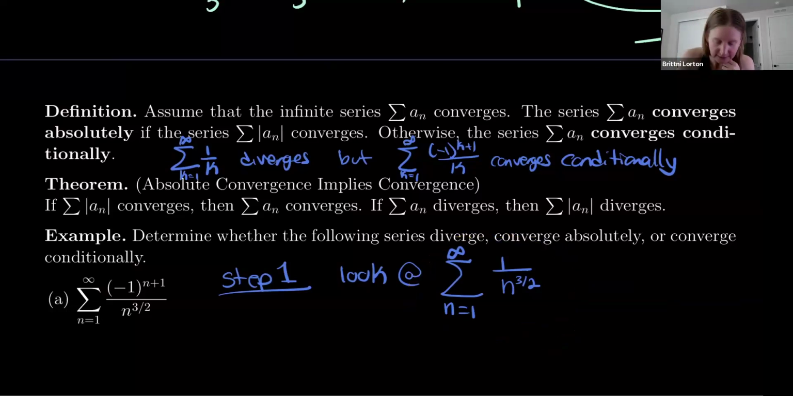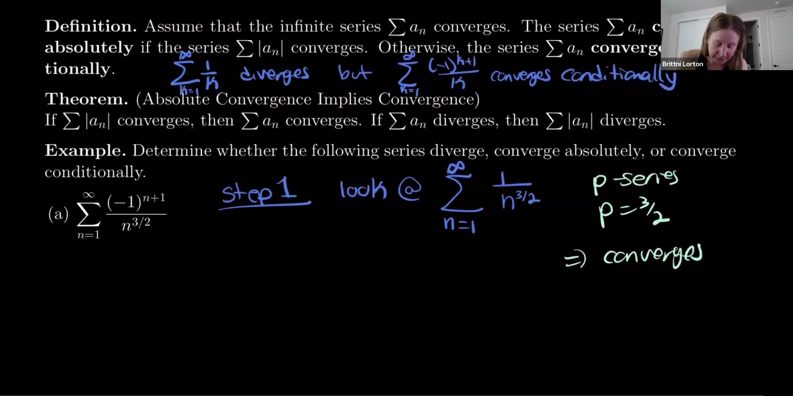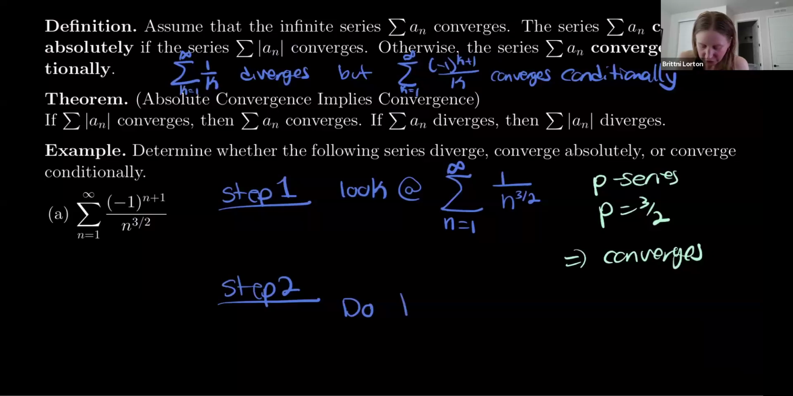Okay, so this particular one's nice and easy because I started easy. I'm going to look at this guy. This one is a p-series with p equals 3/2. Therefore, this one converges. Cool. Converges by the p-series. And then your step 2 would be to decide, do I now need to do the alternating series test? So I'm going to put it down as a question. Do I need the alternating series test?